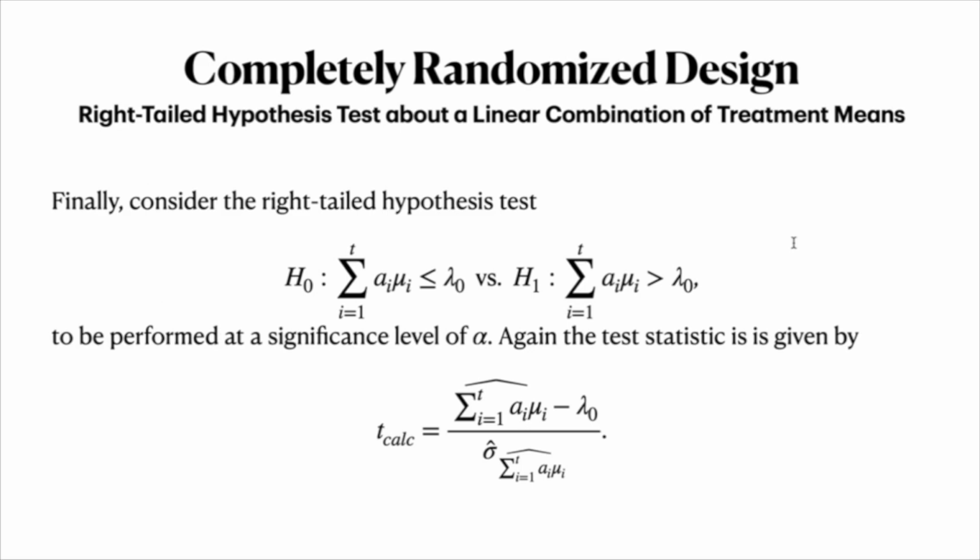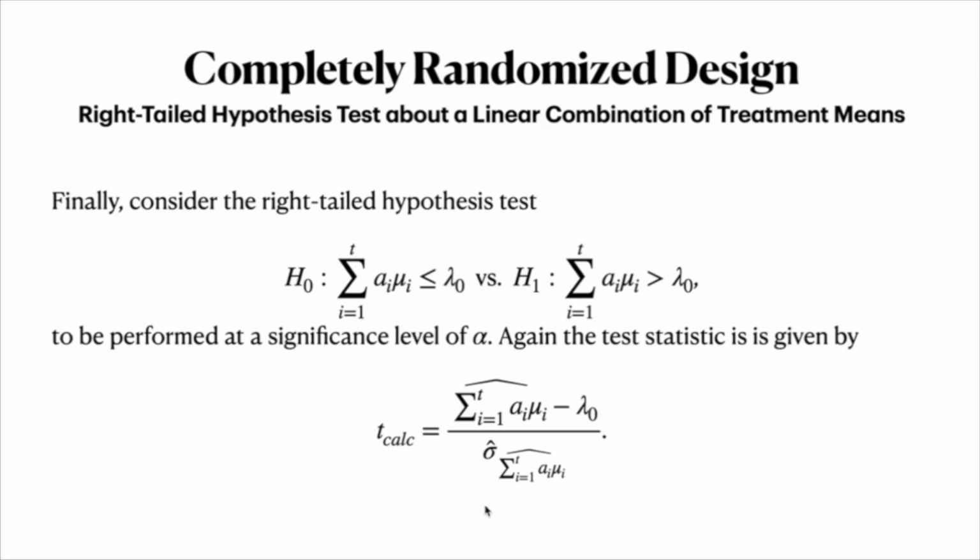And then finally, let's consider the right-tailed test. The null hypothesis here would be that the linear combination of the treatment means is less than or equal to lambda sub 0 against the alternative hypothesis that says that the linear combination of the treatment means is greater than lambda sub 0.